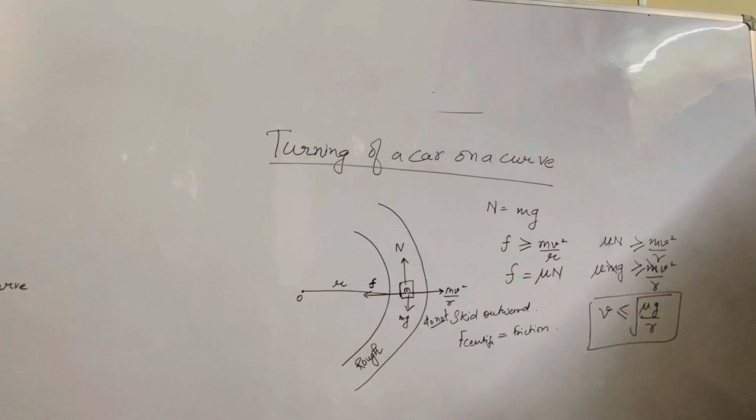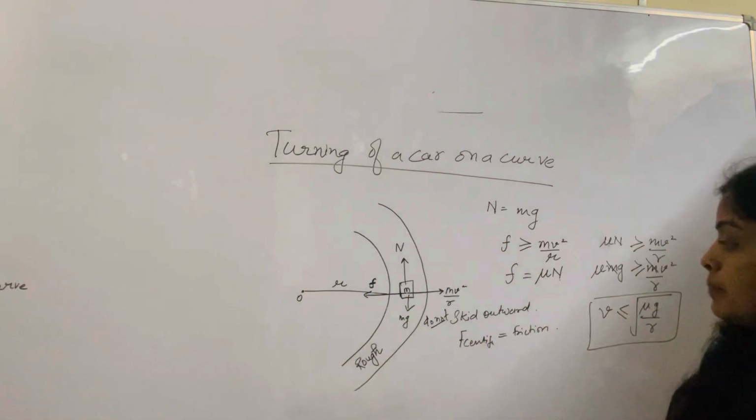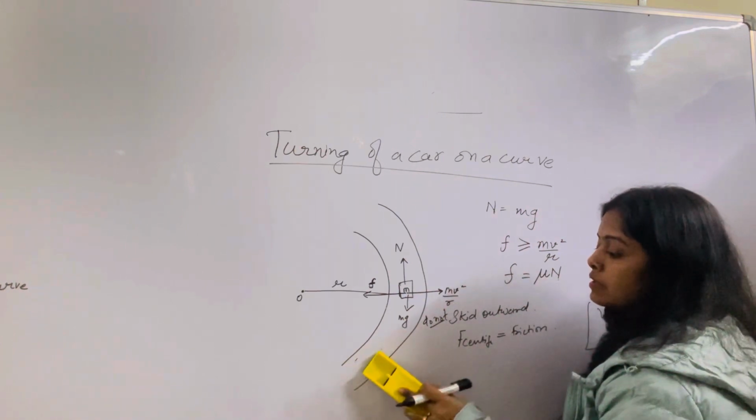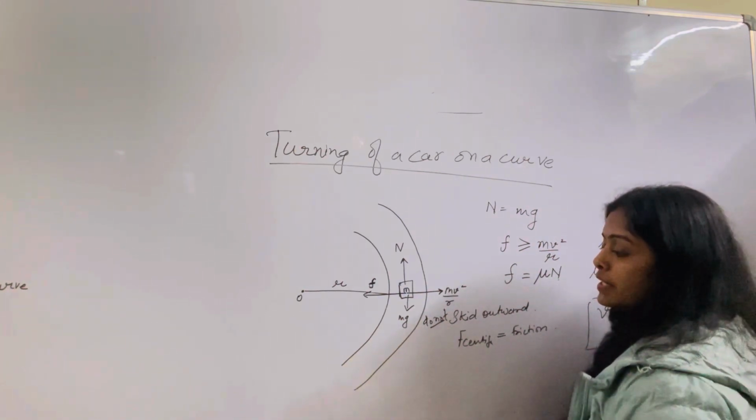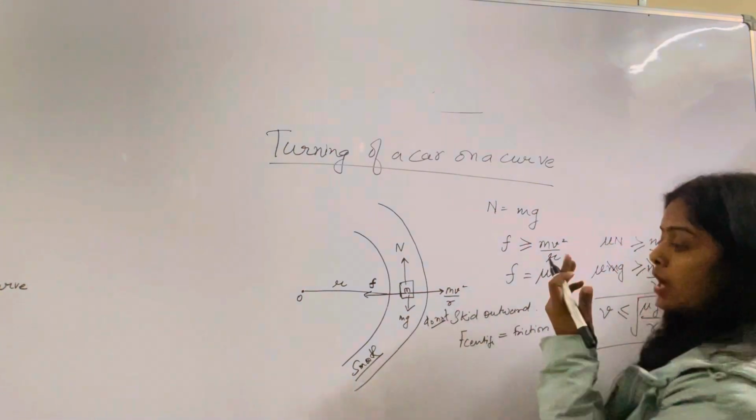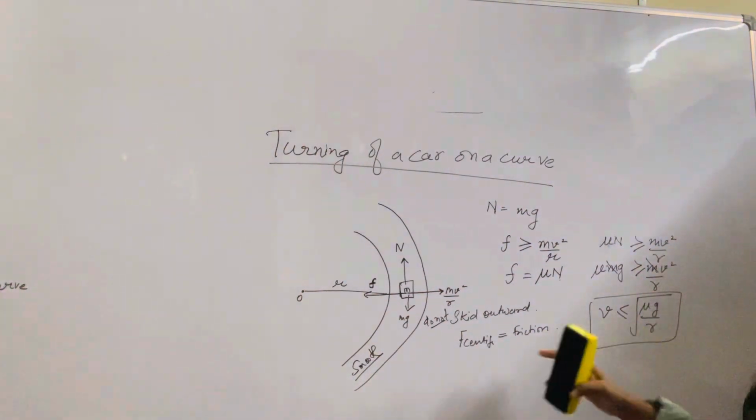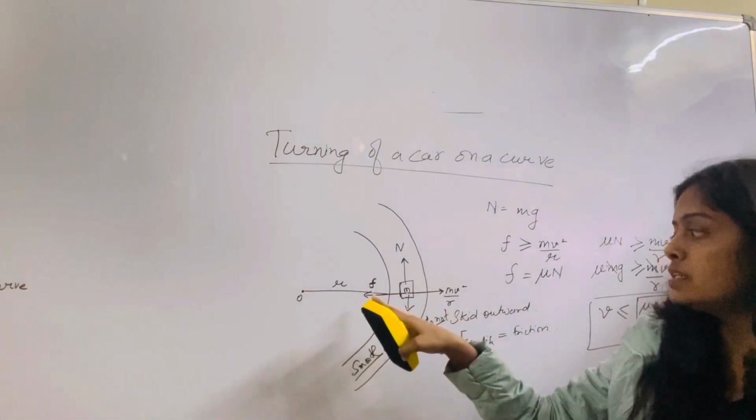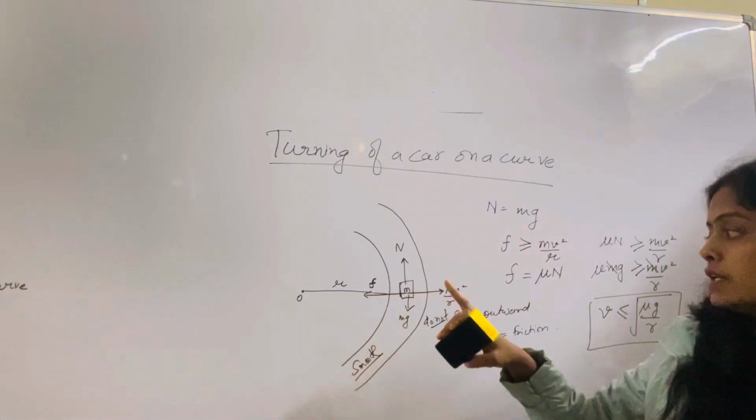Suppose the surface is not rough, it's a smooth surface. Then in the horizontal case there will be more chances of the car skidding outward, because there will be no balancing force to balance this centrifugal force at the turning point.